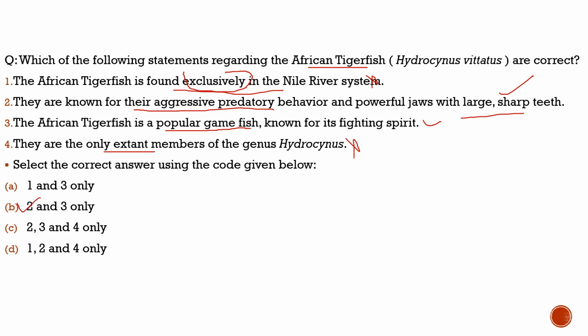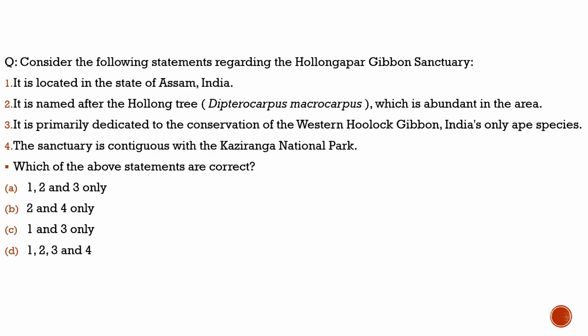With this, I hope you had got the basic info about the African tiger fish. They may ask you a question. It is the predator fish. It will jump out of the water and catch the birds. So it is a freshwater fish. So with respect to this, let's move to the last question of today's discussion with respect to current affairs.